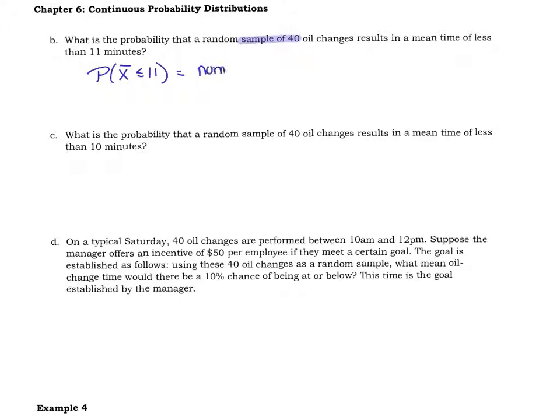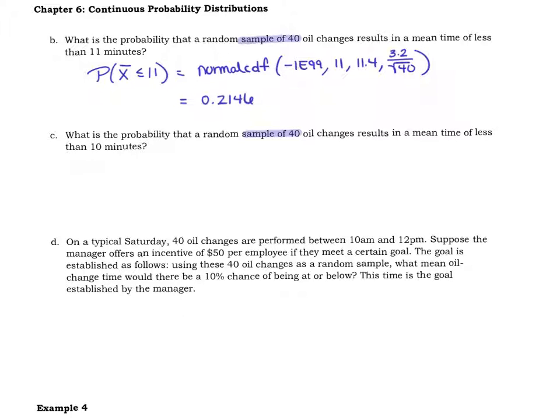So normal CDF. Again, no lower boundary there, so make it really, really low. Upper boundary of 11 minutes. The mean from the previous page is 11.4 minutes, and our standard deviation was 3.2. We're going to divide, however, by the square root of 40, our sample size, to adjust for the fact that this will be normally distributed based on our sample size being greater than or equal to 30. Okay, so typing that into your calculator should get a probability of 0.2146.